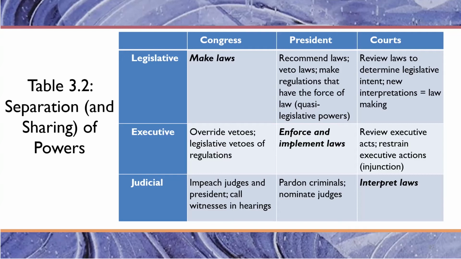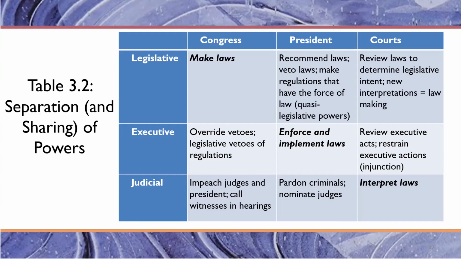The legislative branch has a role in making laws. In fact, it is the law-making branch. But the president also has a legislative role by, for example, recommending laws. The Constitution says that the president can recommend laws to Congress. The president can veto a law, saying, I don't want that law, I'm going to veto that. That's part of the legislative process. The executive branch makes regulations that have the force of law, which is a quasi-legislative action. The executive branch also gets involved in judicial matters, such as nominating judges or pardoning criminals.